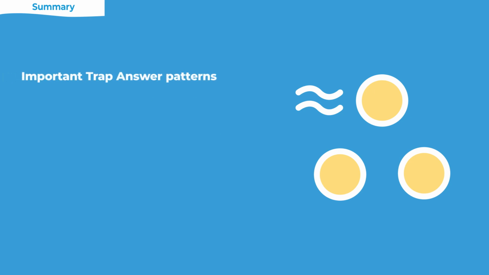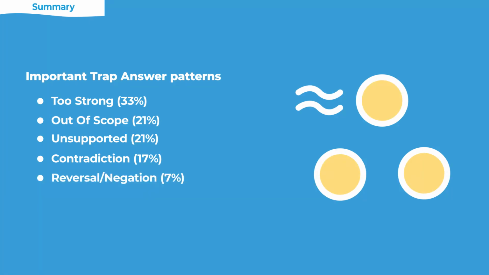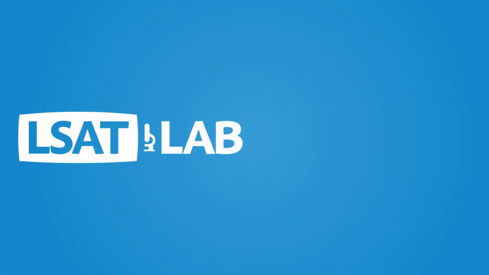Trap answers that you really want to be on the lookout for on most supported questions include answer choices that are too strong, answer choices that are out of scope, answer choices that are building an unsupported relationship, answer choices that contradict the statements, and answers that build a reversal or a negation between the terms that could be inferred. So that's it for today's lesson on most supported questions.